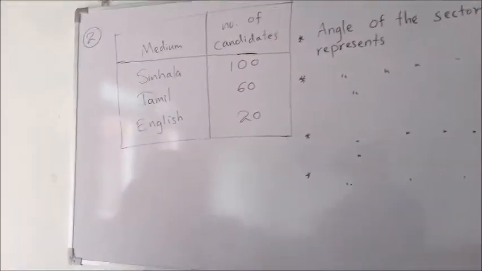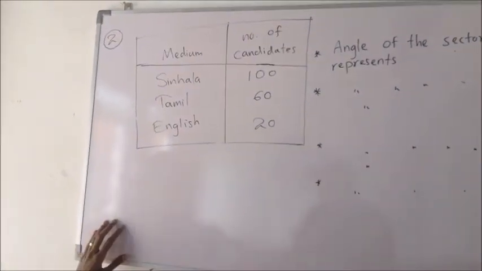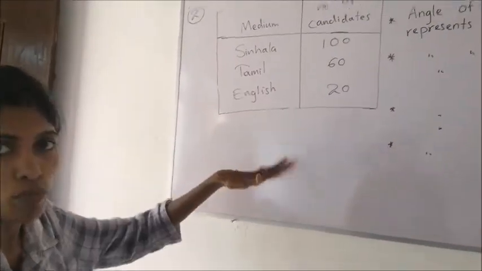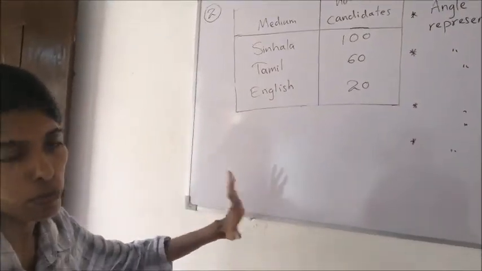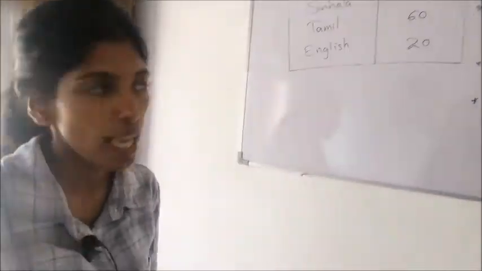Okay, our second example, right? It shows us the number of candidates who have faced an examination with different mediums, 3 different mediums. That means the circle should be separated into 3 portions, right? 3 sectors. We are going to find those 3 angles.